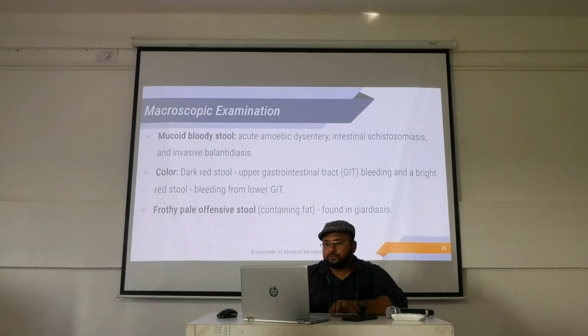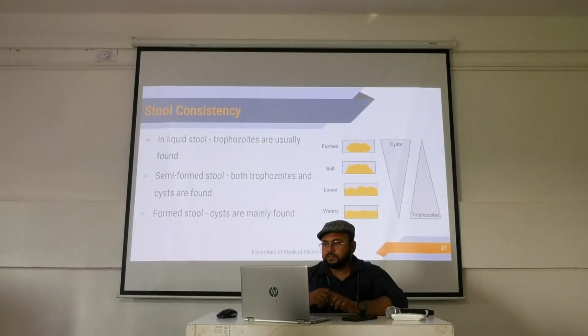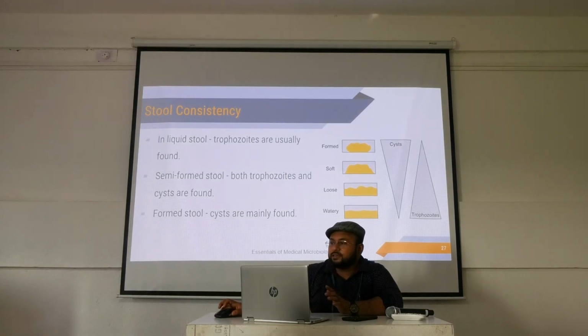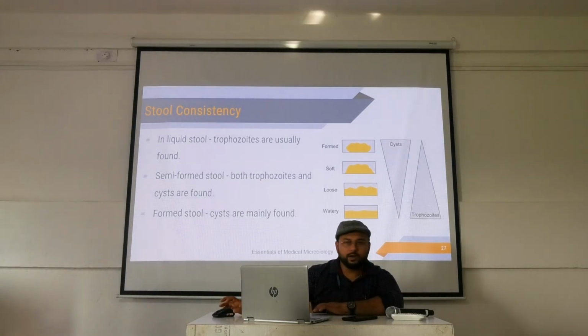Frothy pale offensive stool containing fat in case of giardiasis. Stool consistency. In liquid stools, trophozoites are usually found. দেখ এই যে ফর্ম স্টুল আর ওয়াটারি স্টুল কনসিস্টেন্সি দেওয়া আছে, তার সাথে সিস্ট আর ট্রোফোজয়েটসের রিলেশন আছে। যত কনসিস্টেন্ট স্টুল হবে তত সিস্ট পাওয়ার চান্স বেড়ে যাবে, আর যত লিকুইড ফর্ম থাকবে সিস্টের চান্স কমবে, বাট ট্রোফোজয়েটস পাওয়ার চান্স বাড়বে, রাইট?